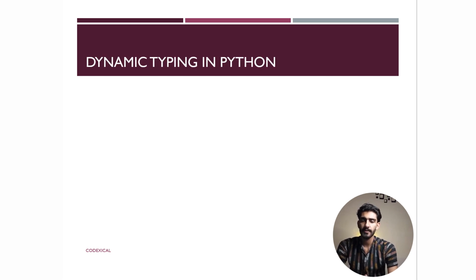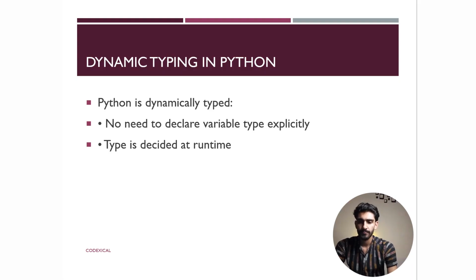So the next is dynamic typing in Python. Python is a dynamically typed language. We don't need to declare a variable type explicitly. The type is decided at runtime, which means that we don't have to manually assign types to every integer or string value. It automatically assigns the data type to that variable. So don't worry about that. It's a dynamically typed language, so it's easy for us.